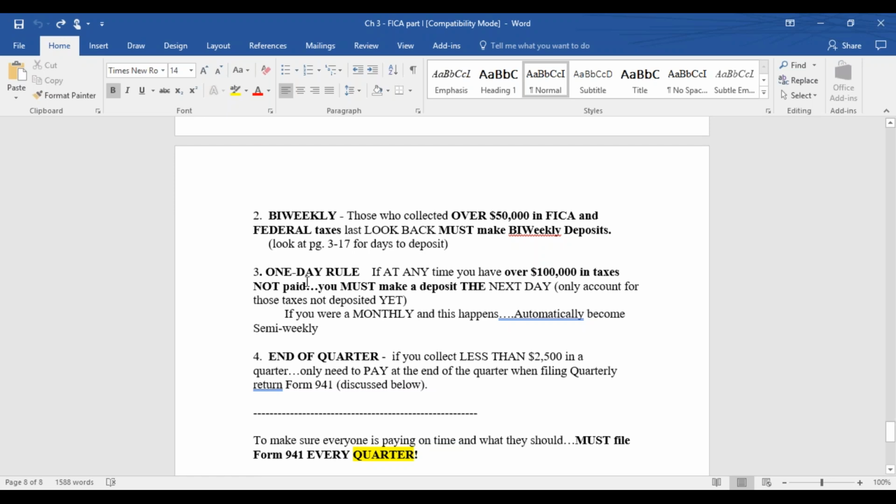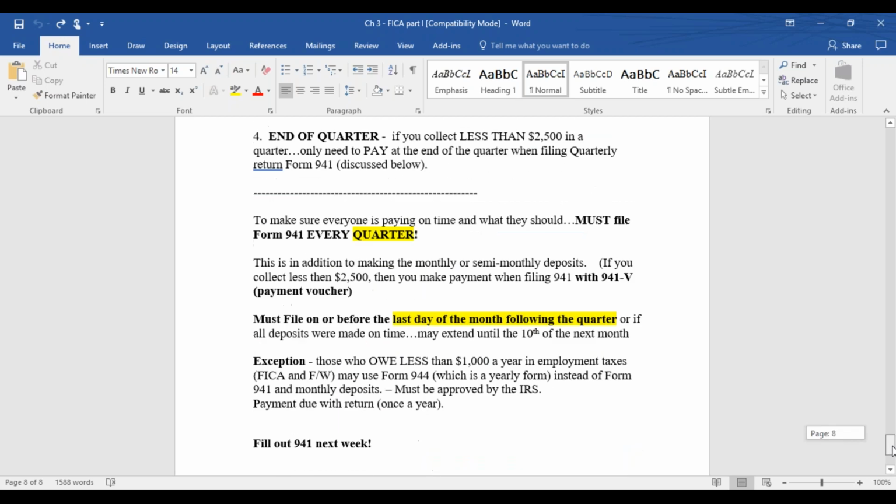If you are a huge company and at any one time you have $100,000 in taxes that need to be paid and still haven't been, that has to be done by the next business day. So that's the one-day rule. If you're a really small company and you collect less than $2,500 for the entire year, then you only need to pay quarterly, and you can do that with your 941.